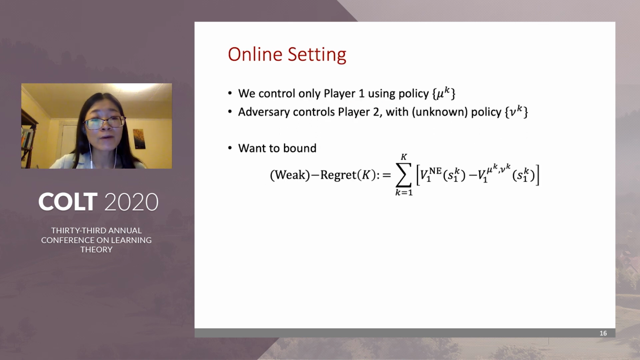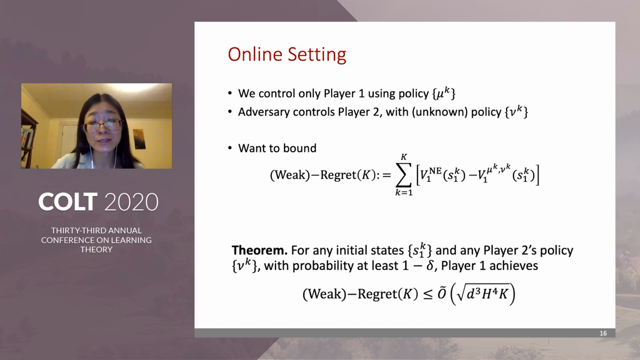So far, we have mainly focused on the setting where we control both players. Our algorithm and results can be naturally extended to the online setting where we only control one player, while the adversary controls the other player. And a similar regret bound can be established.